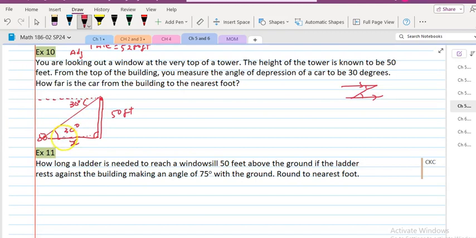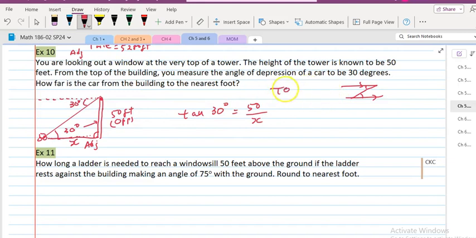So now I have an angle in a right triangle, and my line of interest is x and 50. According to the 30 degree, this is opposite. According to the 30 degree, this is also adjacent. Again, this is tangent. So we would say tangent 30 is equal to 50 over x.